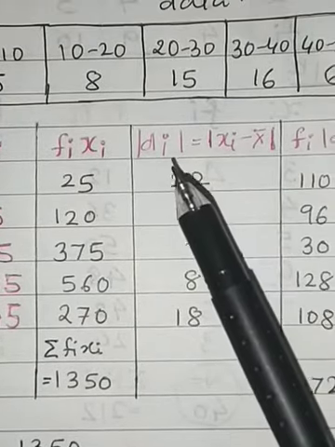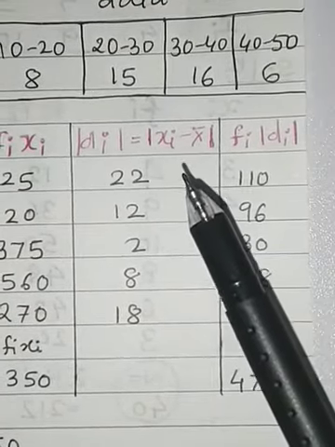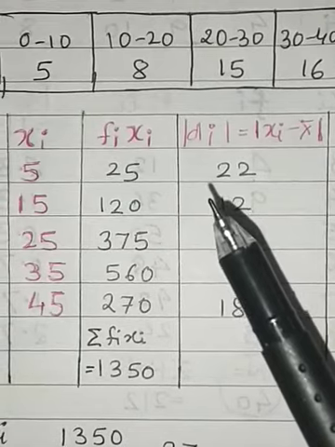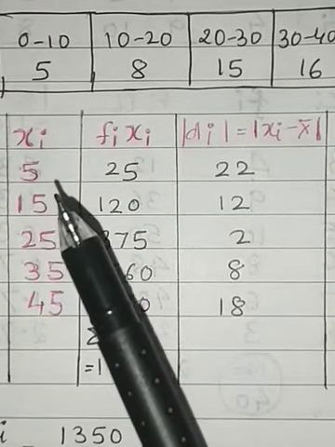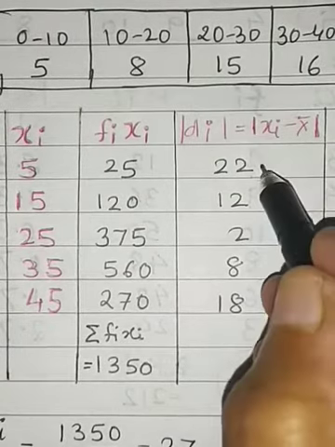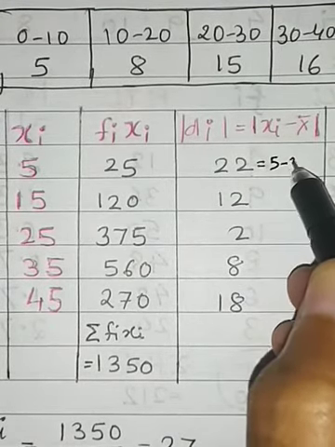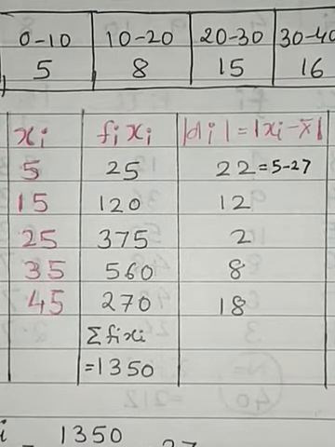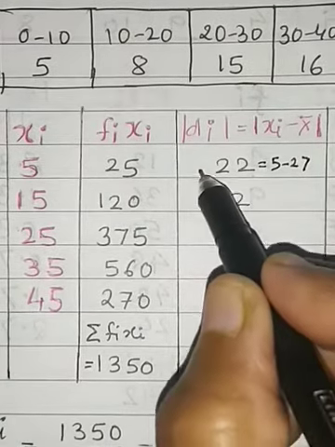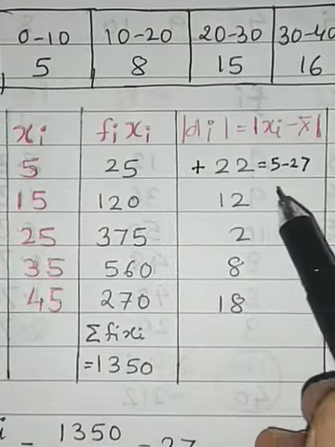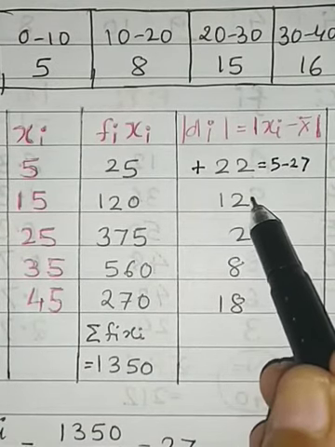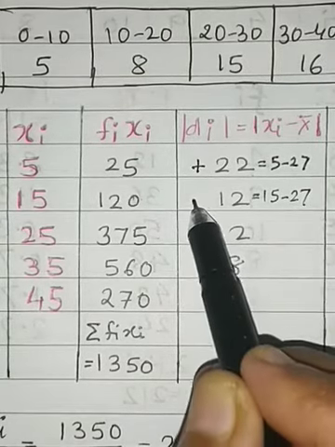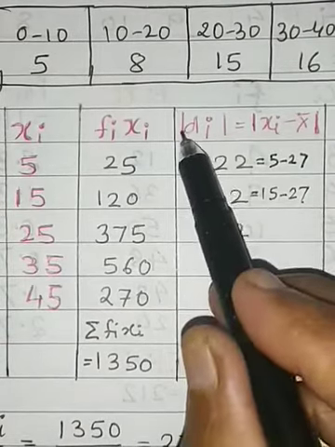Now let us make a column mod di, which is mod of xi minus x bar. Now how did we get this 22? Xi is 5, x bar is 27. So this 22 we actually got as 5 minus 27, which is minus 22, but we are writing it as plus. We are taking plus values. Now the next entry will be 15 minus 27, which is minus 12, but we are writing plus here because we have taken the modulus.